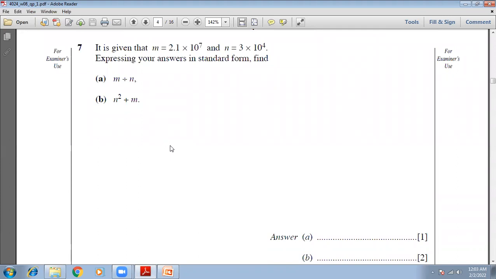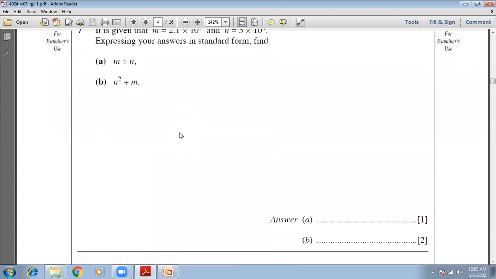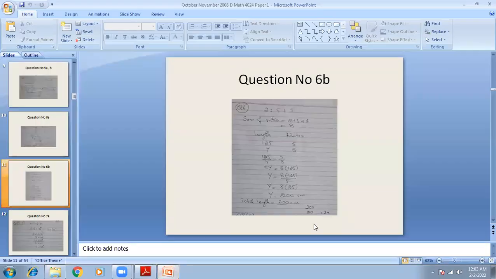Okay. So question number 7, and it says it is given that m equals to 2.1 x 10 per 7 and n equals to 3 x 10 per 4. Expressing your answer in the standard form, find m divide n. That's the first part. And the second part is n square plus m. So these are the two questions which they have asked. Let me show you how this is done.